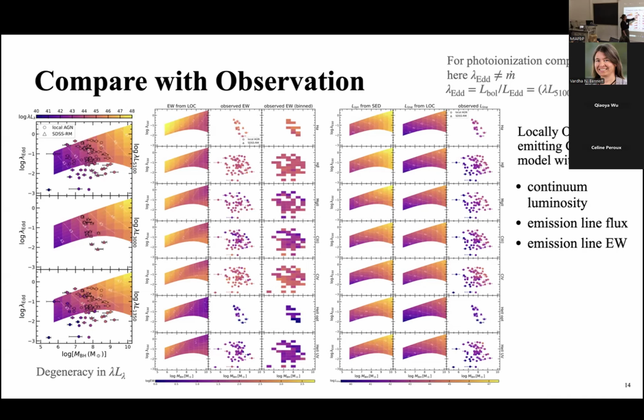I have to note that the AGNSED model uses the Eddington scaled accretion rate, but here we are not using that m dot. We are using the Eddington ratio as computed from observation, which uses the optical luminosity plus a bolometric correction factor, divided by the Eddington luminosity. Here is the continuum, and here we compare the equivalent widths and also the line flux for the major emission lines. They are generally consistent with each other.